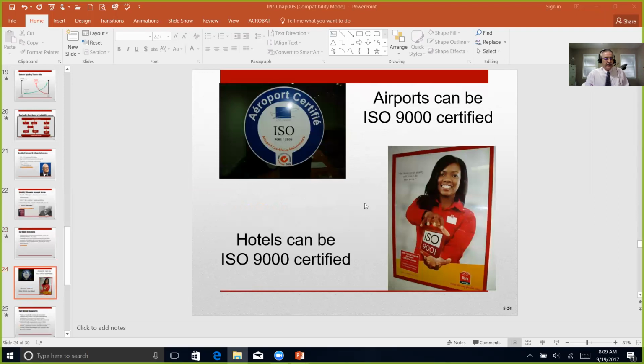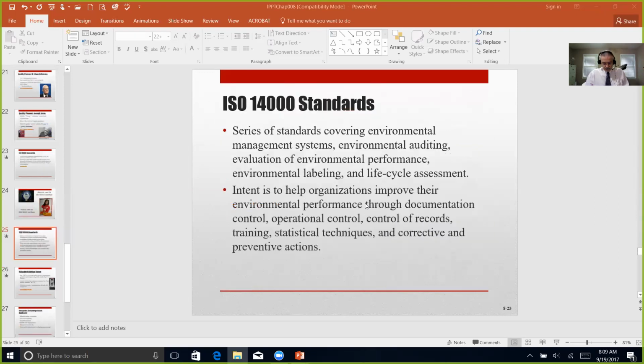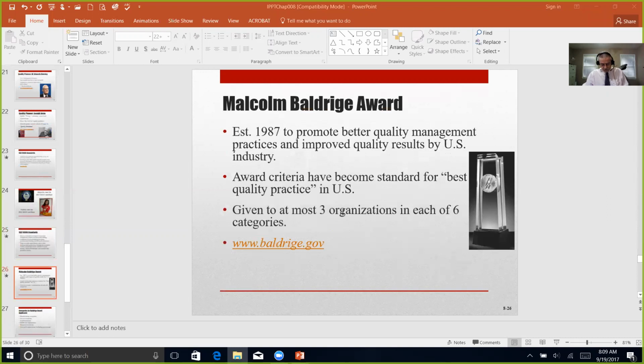There's just a few examples. ISO 14000 is another set of standards of environmental management, environmental auditing, and it's also intended to help organizations improve their environmental performance. The Malcolm Baldrige Award is really an award that's given to those companies, typically 3 organizations in each of 6 categories, as they're improving their quality. Very robust in order to get there.